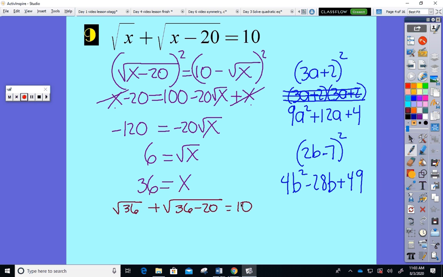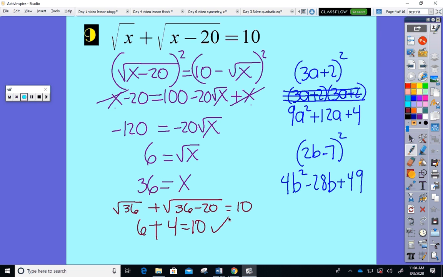All right. I'm normally going to just do this in my head, but what is the square root of 36? Now, 36 minus 20 is, and what's the square root of 16? And that's equal to 10, and clearly that's right. So x equals 36 is a good answer. It's not extraneous. Are we all right?